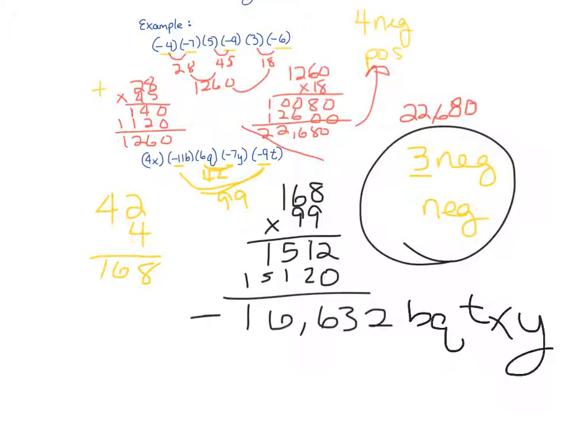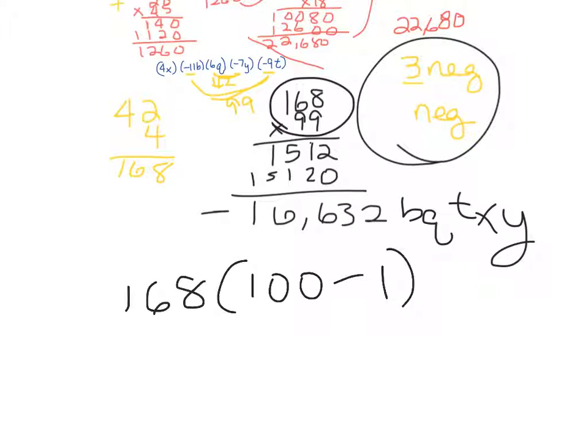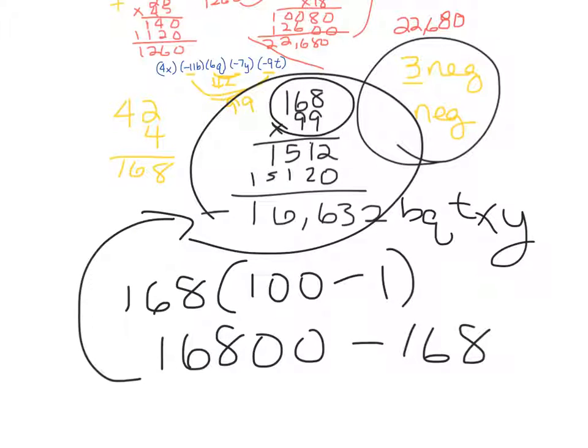Now, we could have also, as soon as I see that I'm timesing something by 99, used a reverse distributive property. So if I know 99 is 1 away from 100, some people are really good at doing things like this. I could do 168 times 100 minus 1, and this might help me to do it mentally. You don't have to do it this way, but this would give me 16,800, and then I could just subtract 168, and then it would go right to my answer. Just a little way of how you could apply distributive property.